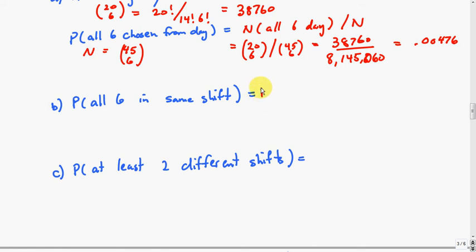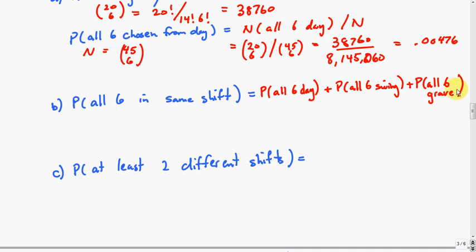So we can write that as the probability of all 6 day, plus the probability of all 6 swing, plus the probability of all 6 graveyard. Again, I'm adding those because they're disjoint events. We're interested in the probability of the union of those 3 things, but since they don't overlap, we can just add up the parts. And so now we can use principles similar to what we used in A.